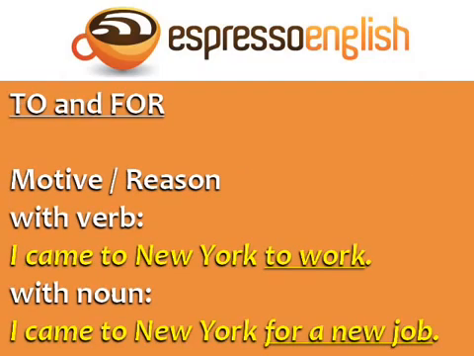Here's a good example of the difference in when to use to and for with a motive or reason. When it's with a verb, use to. I came to New York to work. Work is a verb. When it's with a noun, use for. I came to New York for a new job. Because job is a noun.